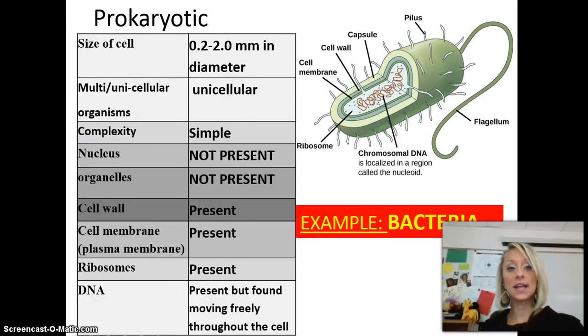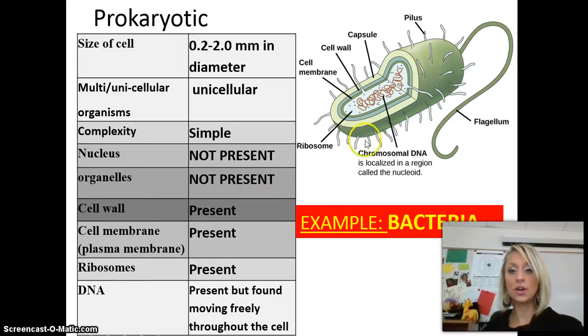A prokaryotic cell is very small in diameter. It's unicellular, which means the whole entire organism is made up of only one cell. It's a simple organism. A nucleus is not present. Organelles are not present. Usually a cell wall is present.